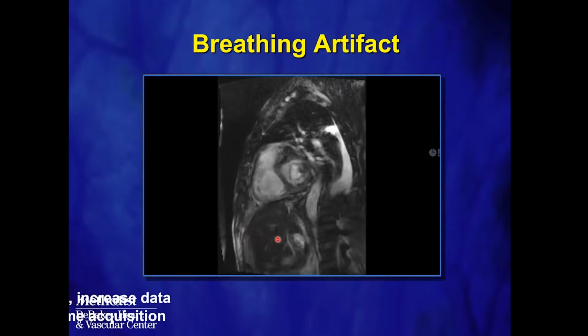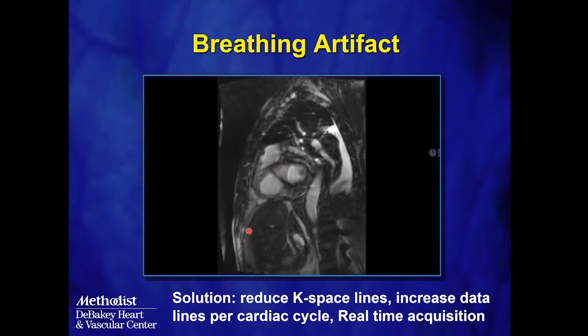And really one of the solutions during those CMR gated acquisitions is basically to try to minimize this breath holding sequence. You can either reduce the k-space lines, which will affect your resolution, or you can increase the data lines per the cardiac cycle. And last but not least, instead of using this retrospective segmented image where the images are acquired over multiple cardiac cycles, you can use a real-time acquisition, which basically can be acquired with a much shorter breath hold or even with free breathing.